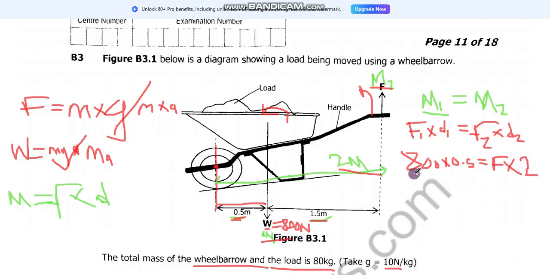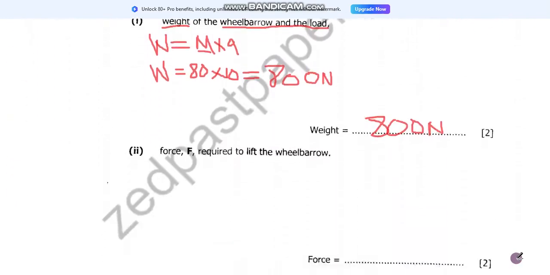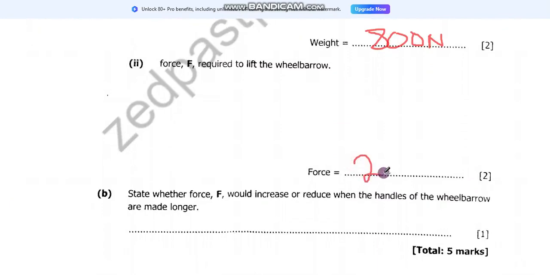So therefore 0.5 times 800, you get 400. So we have 400 right here equal to F times 2, you get 2F. So to find F, you divide over 2, and here you also divide over 2. Cancel 2 and 2, you remain with F is equal to 400 divided by 2, you get 200. So that simply means that the answer right here was supposed to be 200 Newton.